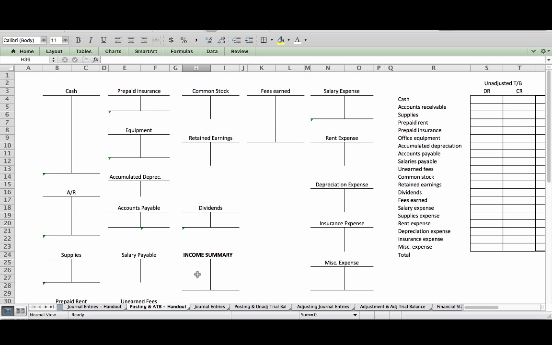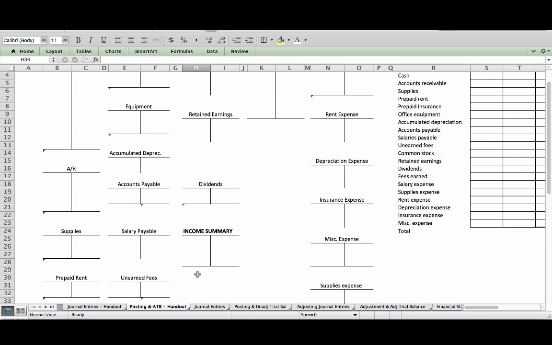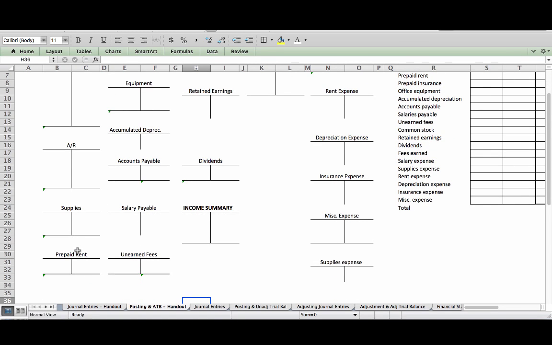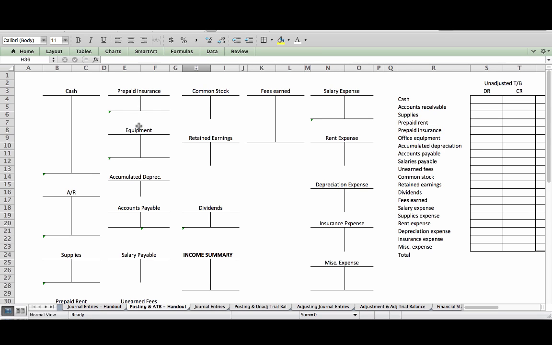Now I set up these T accounts, and these represent basically the ledger accounts. Every account that we have has a T account, and it's used to keep track of increases and decreases to the accounts in order to determine the balance. And so you see over here we have cash, accounts receivables, supplies, prepaid rent. We have a T account for prepaid insurance, equipment, accumulated depreciation, and so forth. So you see all the accounts here from assets, liabilities, equity, revenue, and expenses. You'll also notice this one account called income summary, which I'll talk about a little bit later.